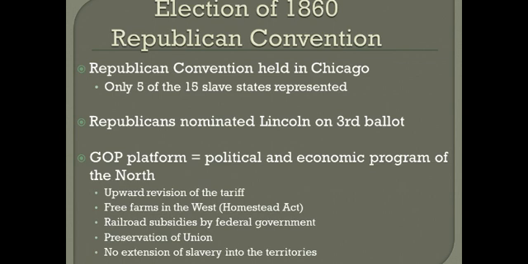Upward revision of the tariff, so make it higher. Free farms in the West, that was the Homestead Act, give free land to the settlers who would go there. Railroad subsidies by the federal government to help private companies build railroads. You want to preserve the Union and don't extend slavery into the territories.